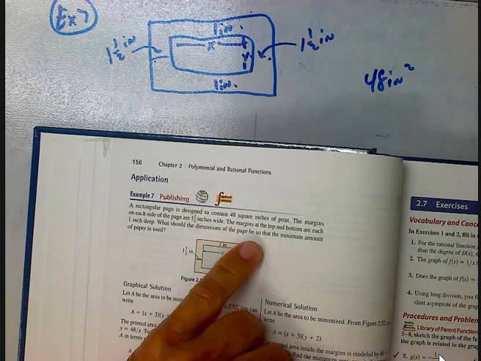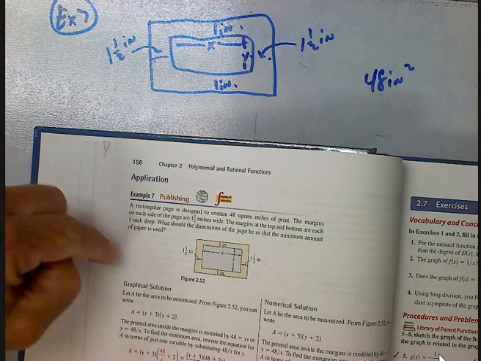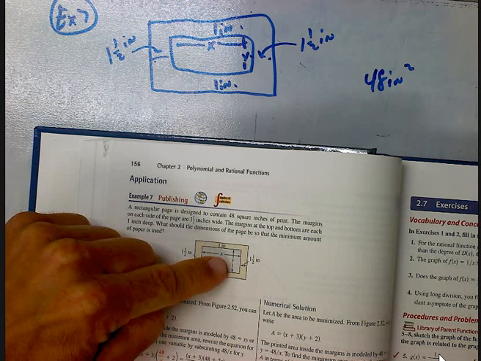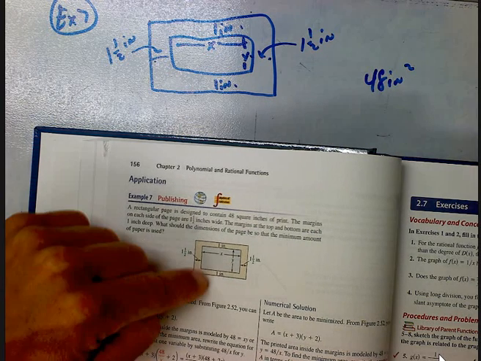so the minimum amount of paper is used. So we're looking for the dimensions of this little gray area right here. Okay, that's why it gives us X and Y.